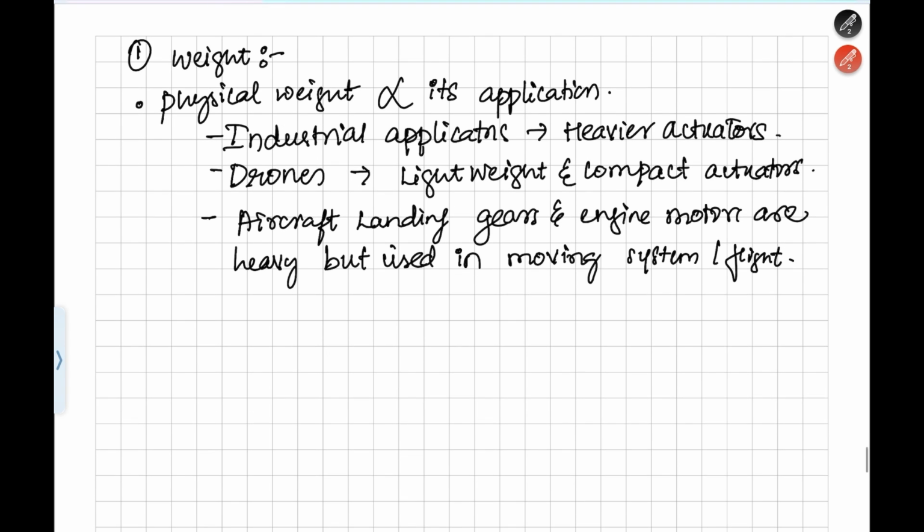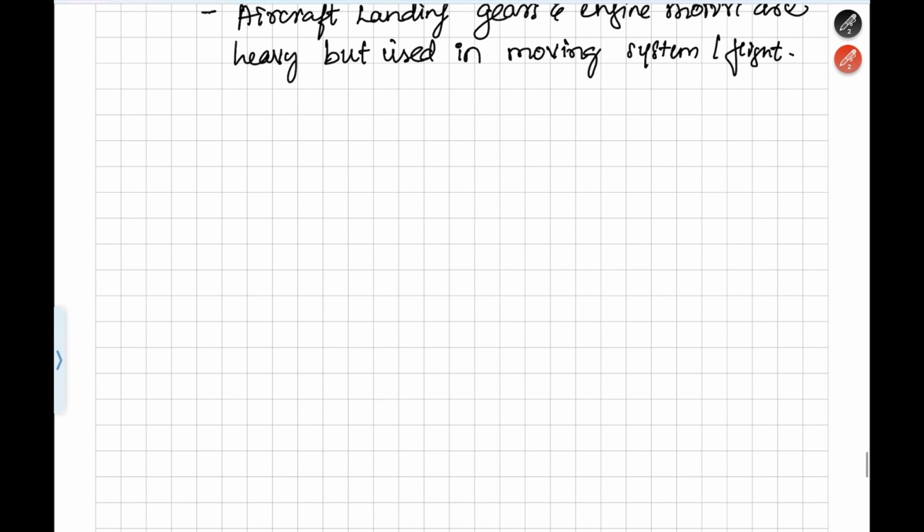So this was about weight. Depending on the application which you are taking, the weight plays a significant role. If it is for drones or things where mobility plays a major role, then it has to be lightweight and compact. When we speak of big applications where mobility is not required, then we go with the heavier actuators. Right. Next characteristic we have is the power rating.